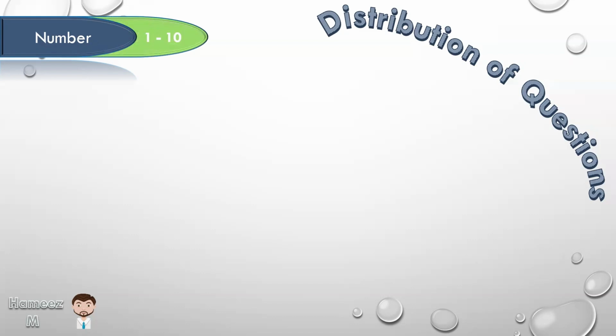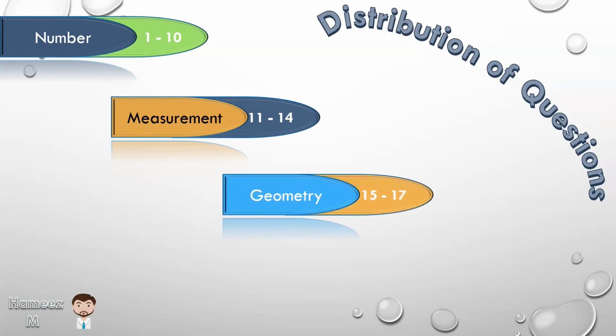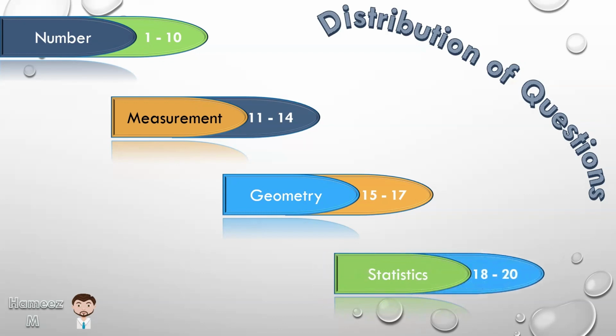The next major strand in the SEA paper is measurement, and that is assessed in the next 4 questions, 11 to 14. Then it moves on to the third strand, geometry, where 3 questions are assessed, numbers 15, 16, and 17. To complete section 1, the 4th strand is statistics, and the last 3 questions, 18, 19, and 20, cover this section.